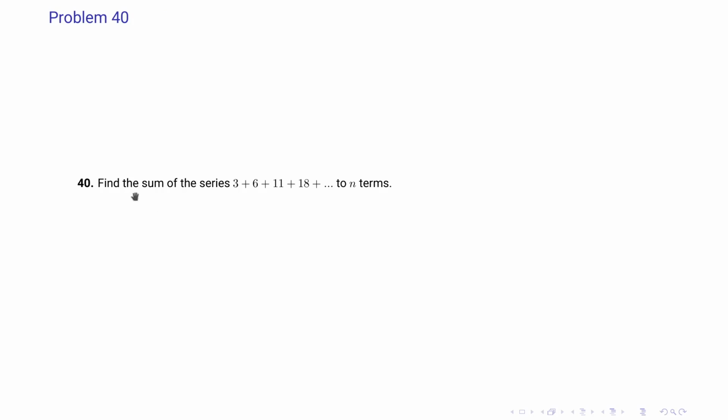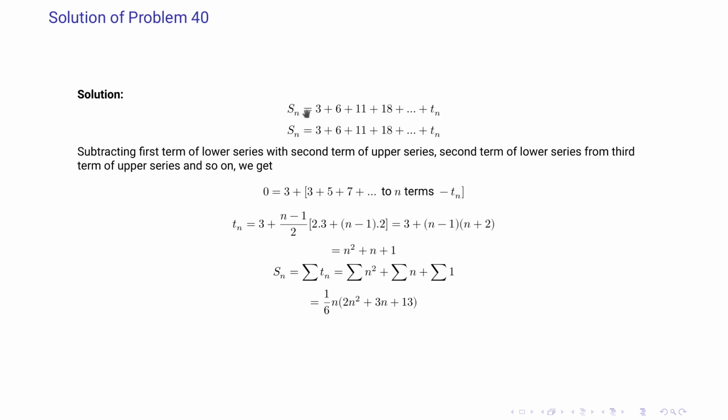Problem number 40 says that find the sum of the series 3 plus 6 plus 11 plus 18 up to n terms. So like the previous problem, we write Sn twice and we subtract 3 from 6, 6 from 11, 11 from 18 and so on. So we get the result as 0 is equal to 3 plus 5 plus 7 up to, this should be n minus 1 terms, not n terms, minus Tn. So Tn is (n minus 1) by 2 into (2 into first term, that is 3, plus (n minus 1) into 2, which is common difference, 5 minus 3 and 7 minus 5).